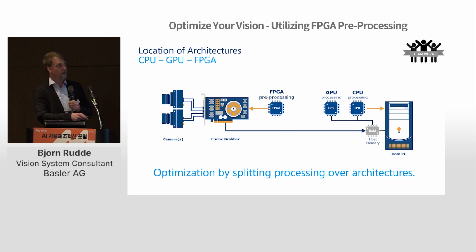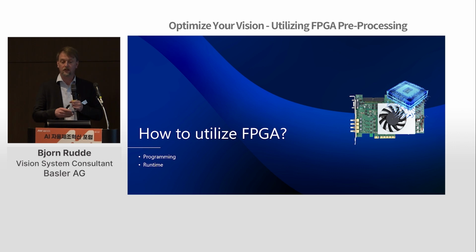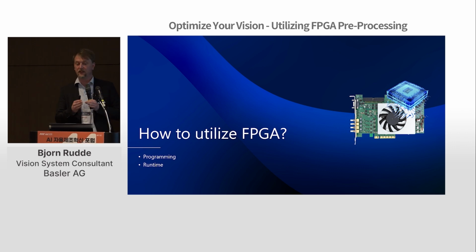So I think everybody is familiar with a CPU and a GPU doing the image processing based on the images that are here in the random access memory of your PC. But when you acquire cameras at high bandwidth, mostly you require a frame grabber. And all frame grabbers include an FPGA you can also use for your processing or pre-processing task. So the optimization I would like to explain is based on splitting the processing over the different architectures.